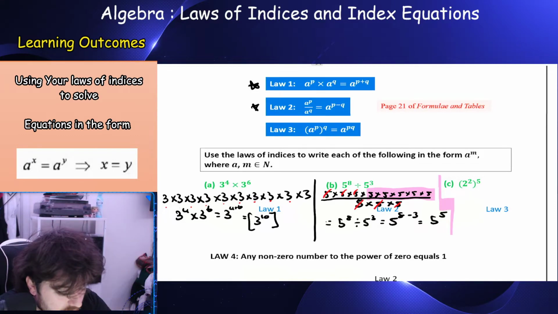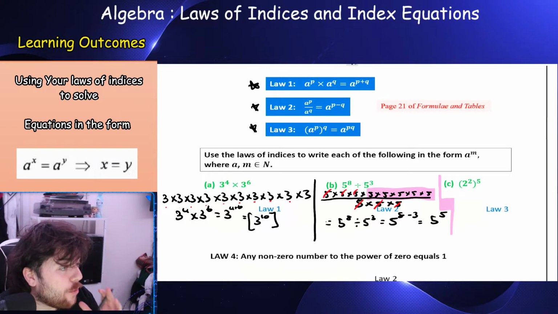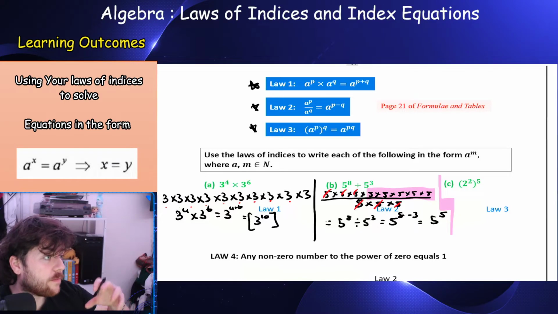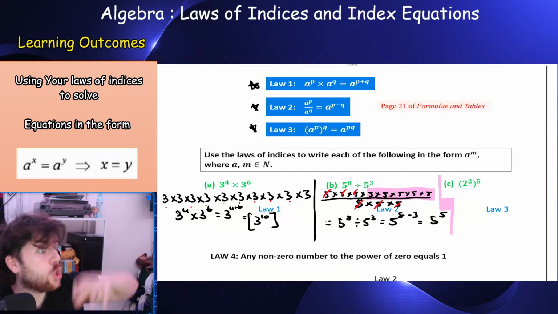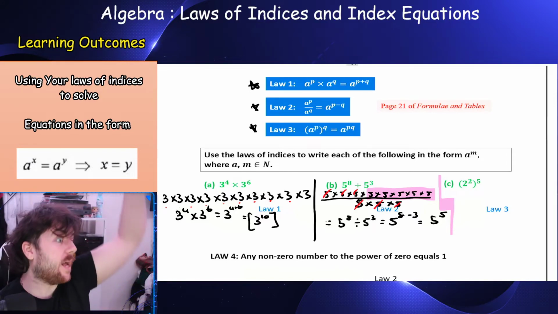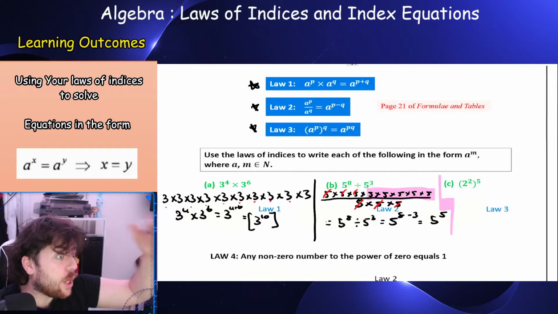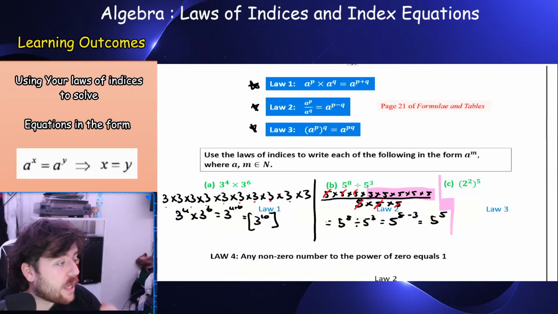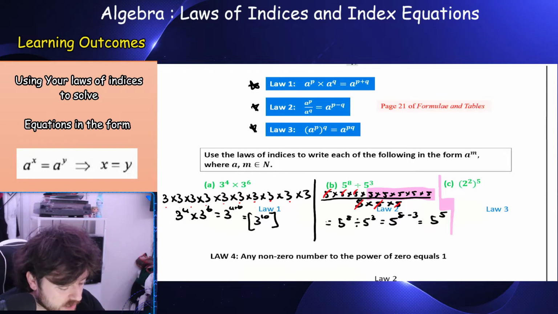And then finally, my last rule for this section anyway, my law 3. If I have a number to a power, and I'm putting that number to another power. For example, 2 squared, to the power of 3, right? A power to a power. What I do is I just multiply the powers together.